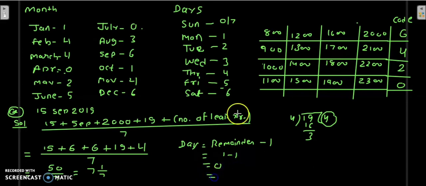0 is code for what? 0 is code for Sunday. So that day you will be having the Sunday. You can take your calendar, mobile calendar, or check and confirm. That day will be the Sunday. Okay, write down this. Then I will take one more example.